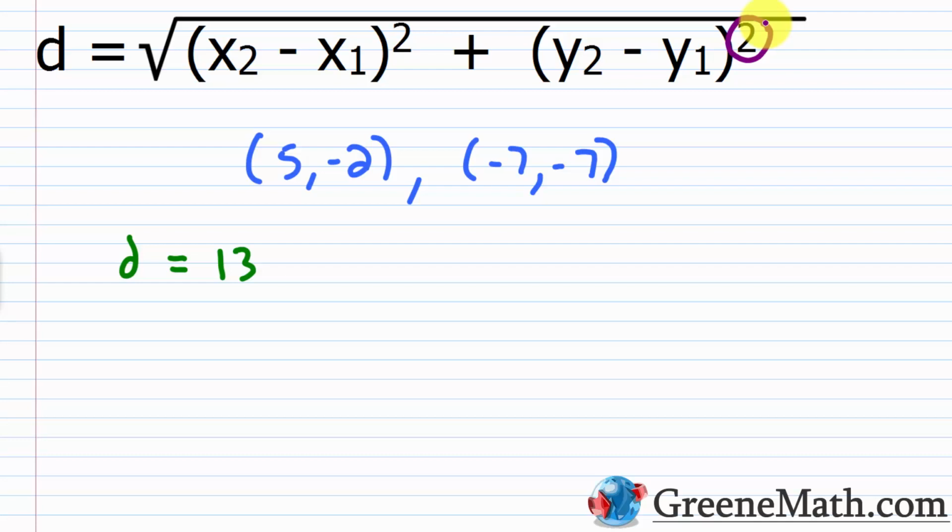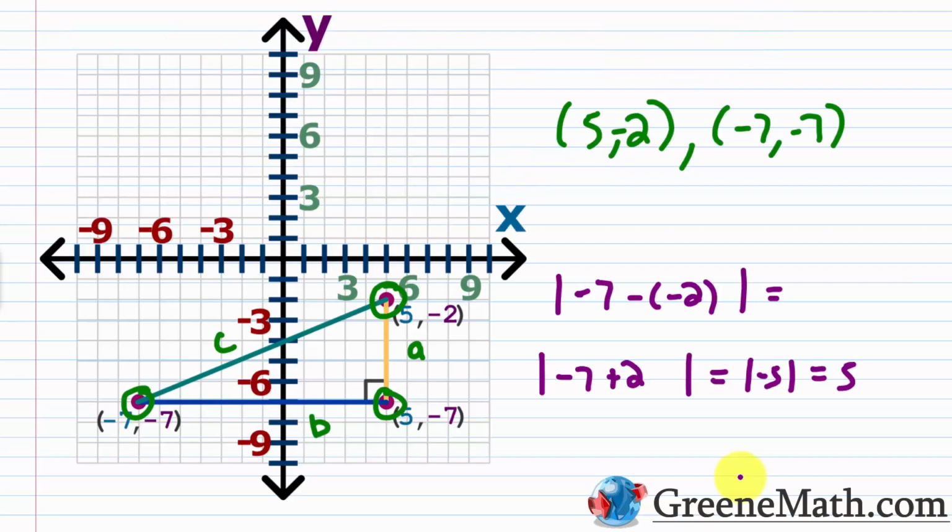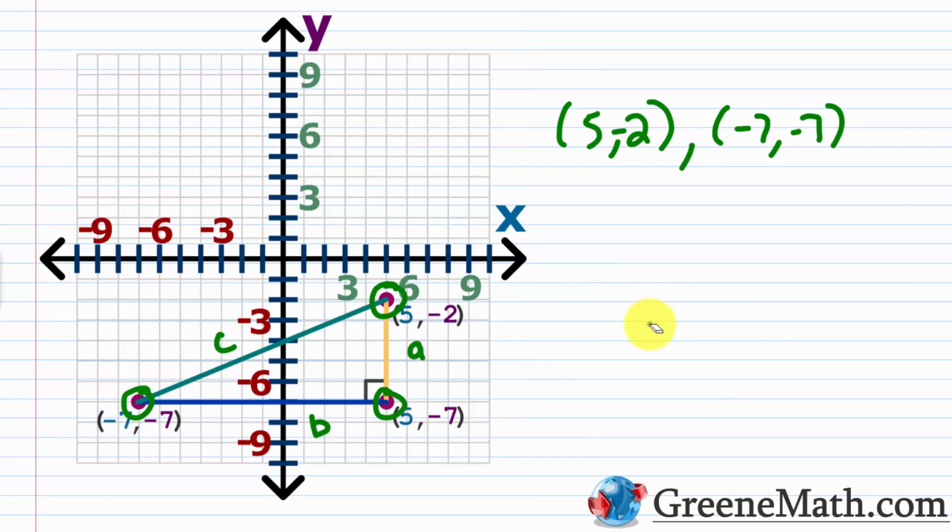If I end up with 5 and I square it, I get 25. So I don't need absolute value bars. That's why they're not there. The same thing is going to go when I find the horizontal leg's measure. So now I'm dealing with a horizontal line, which is going to be parallel to the x-axis. So I'm thinking about x values now. I have an x value of negative 7, and I have an x value of 5.